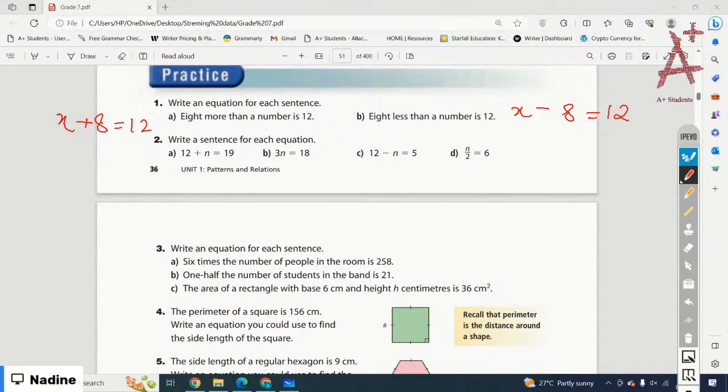Now you are given an equation, and you have to write a sentence for it. So you have to write a sentence for this one: 12 plus n equals 19. You can say 12 more than a number equals 19. 12 more than a number is 19.